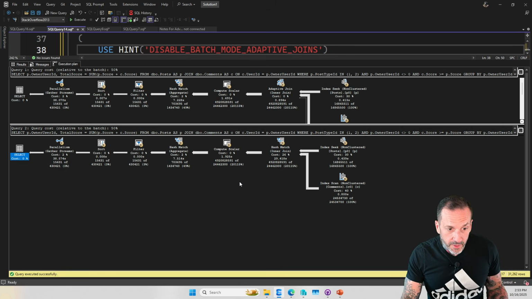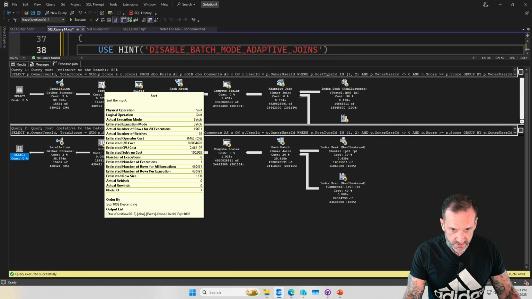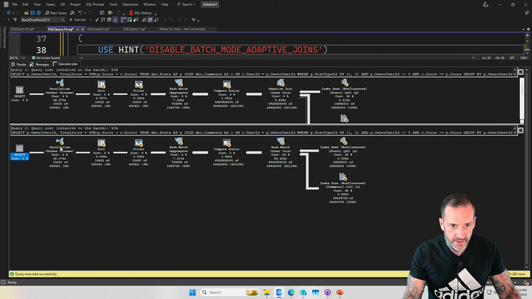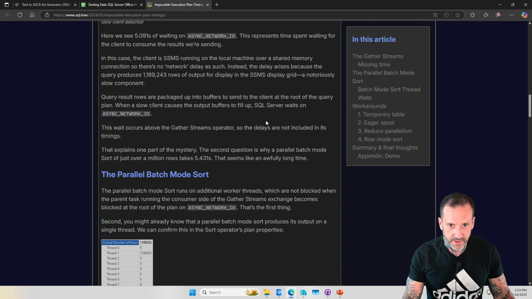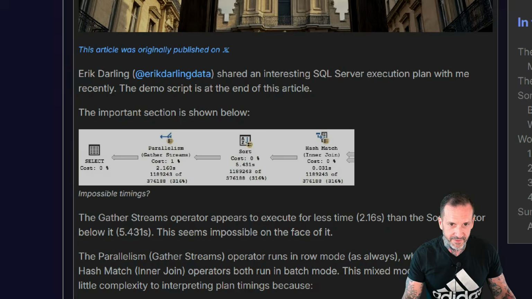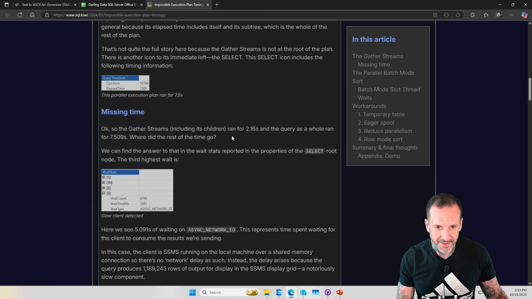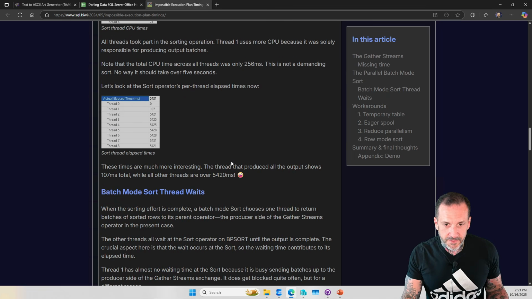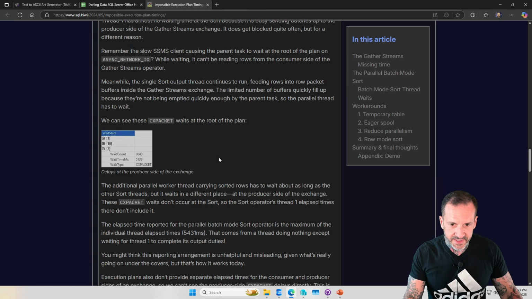A while back, the reason I'm bringing this up is because both of these plans end with a batch mode sort. Batch mode sort here and batch mode sort here. A while back, I had posted something and Paul White wrote an article called, what's it called up here? Impossible Execution Timings, where he actually referenced me by name, which was, of course, an emotional moment in a young man's life. But in the article, Paul goes into detail about the batch mode sort and the threads and all the other stuff that happens in there.